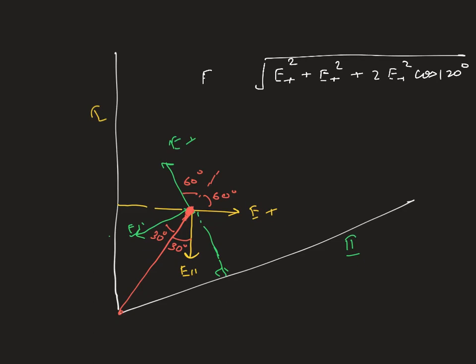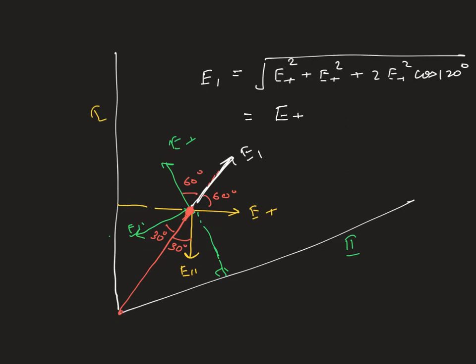This will be the field E1. Can you show me the field E1? This is your field E1. What is E1? E1 is the resultant of E perpendiculars. So that will be equal to only E perpendicular, because cos 120 is minus half, and we'll solve for the value of E perpendicular.